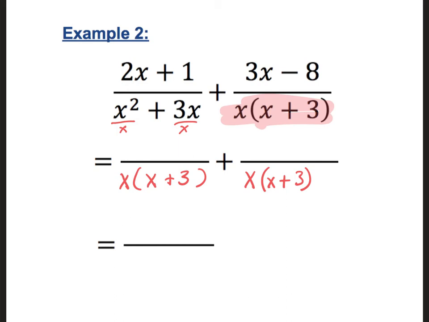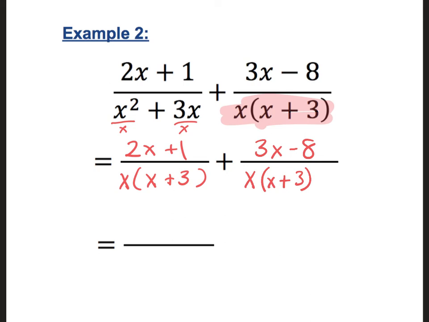And now notice we do have a common denominator. We have x times x plus 3 and x times x plus 3. So we're actually good to go. The top, we didn't do anything to it, so it's going to stay the same. We still have 2x plus 1 and 3x minus 8.